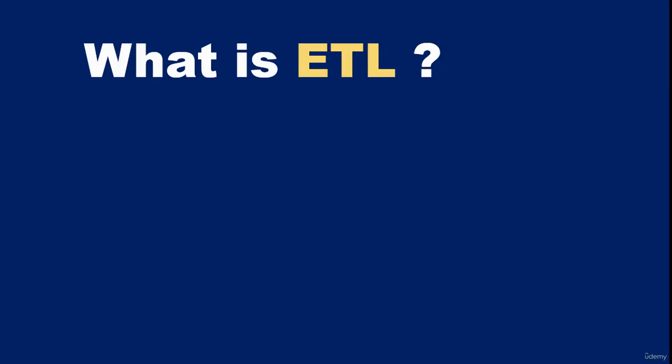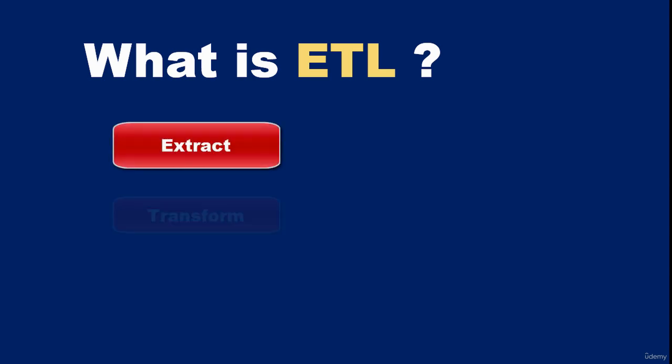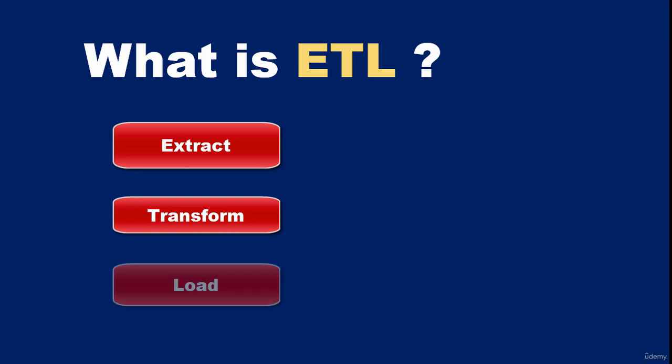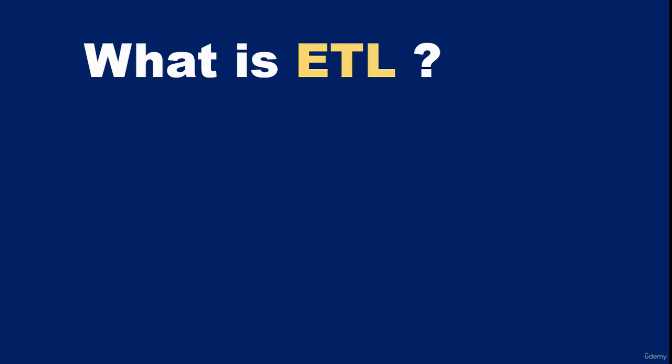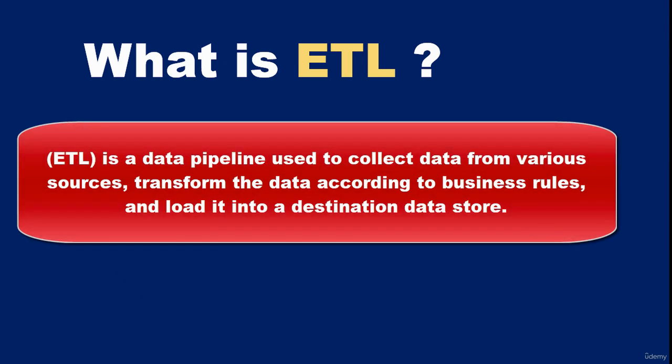What is ETL? The E in ETL stands for extract, the T stands for transform, and the L stands for load. So ETL is basically a process. It is a data pipeline used to collect data from various sources, then transform the data according to business rules, and then load the data into a destination data store or warehouse.